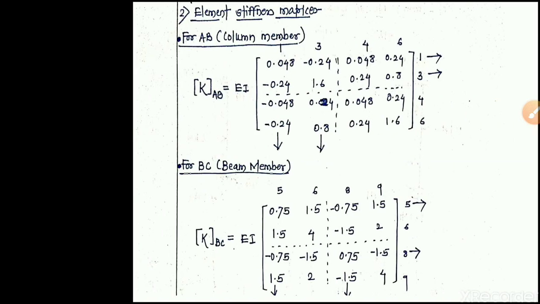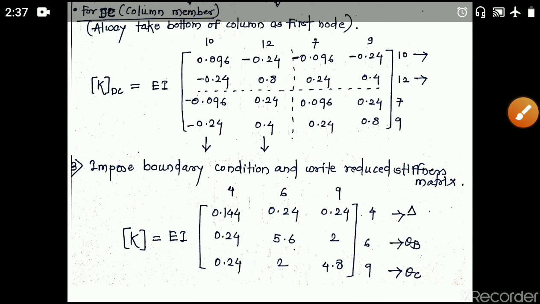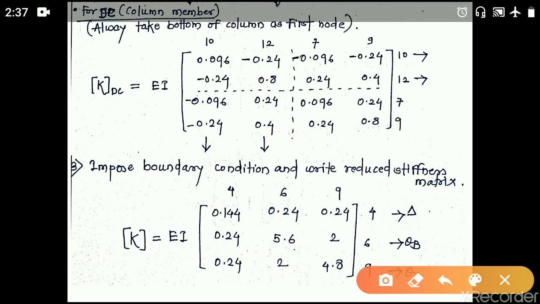From all these three matrices, whatever remains you have to write as a reduced stiffness matrix. From both stiffness matrices, as you can see here, only the unknowns are left. The degrees of freedom left are 4 and 7.